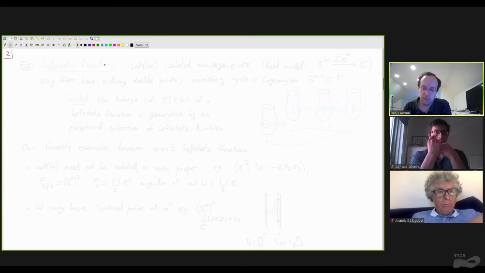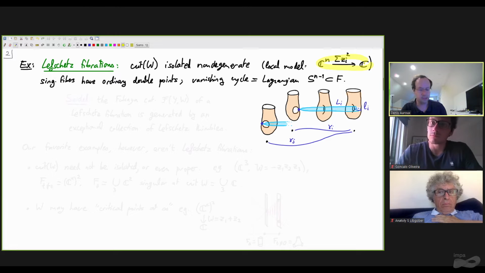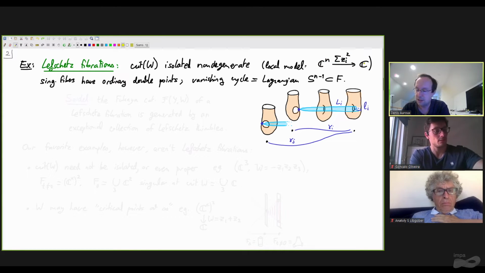All right. So the prototypical example of this, the one that was brought to the attention of symplectic geometers by the work of Donaldson and of Seidel in the late 1990s, is that of Lefschetz fibration. So a Lefschetz fibration in the language here is the case where the critical points of this function W are isolated and non-degenerate. So this behaves like a complex Morse function. There's a local model that looks like just the sum of the squares of the coordinates on a complex vector space.